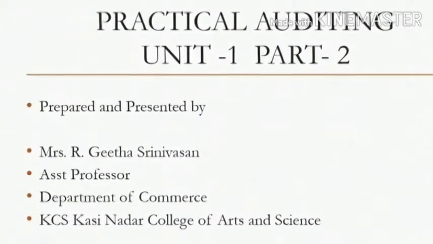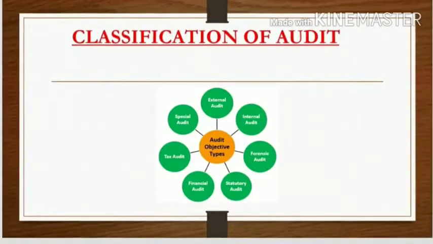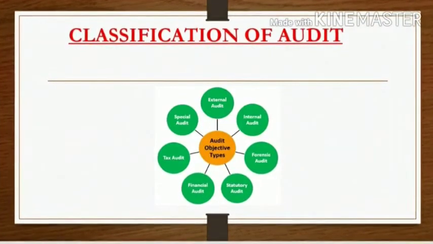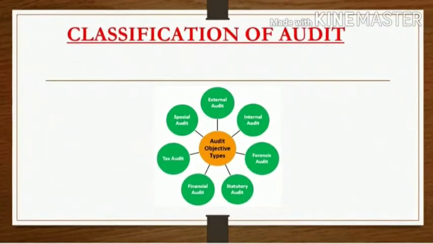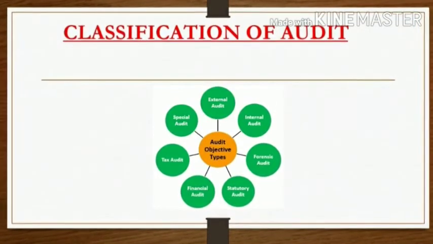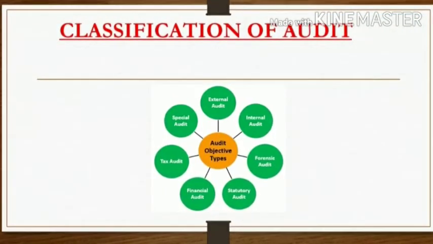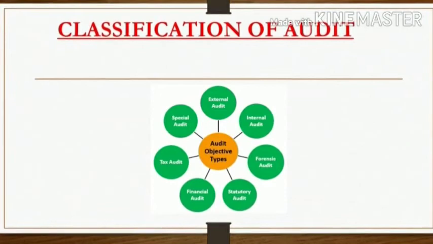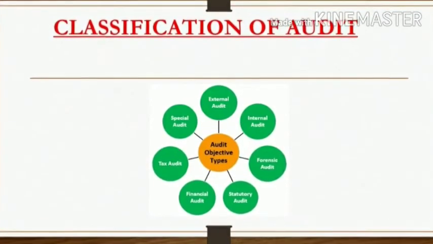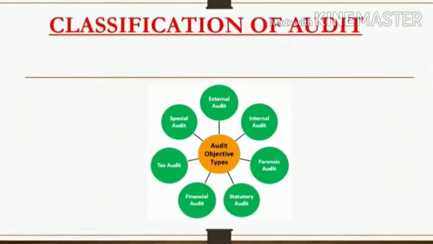I would like to talk with you about practical auditing. In this unit, I would like to explain the classification of audit. Classification we can also say as types. So, we will see what the types of audit are. The types of audit are divided on the basis of organization, function, period, scope, objective, and also subject matter.